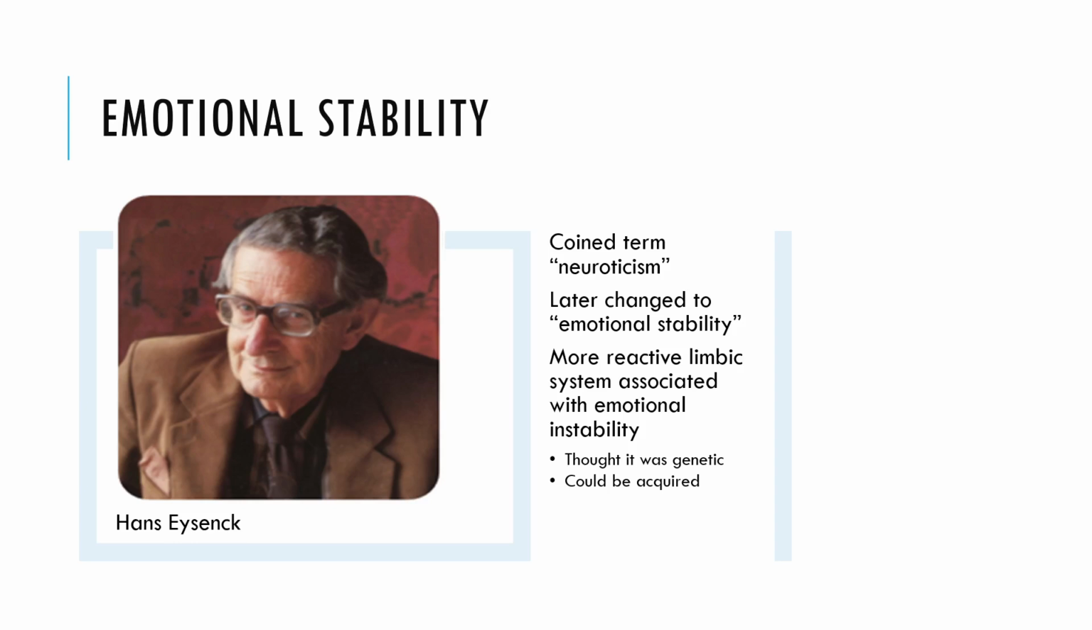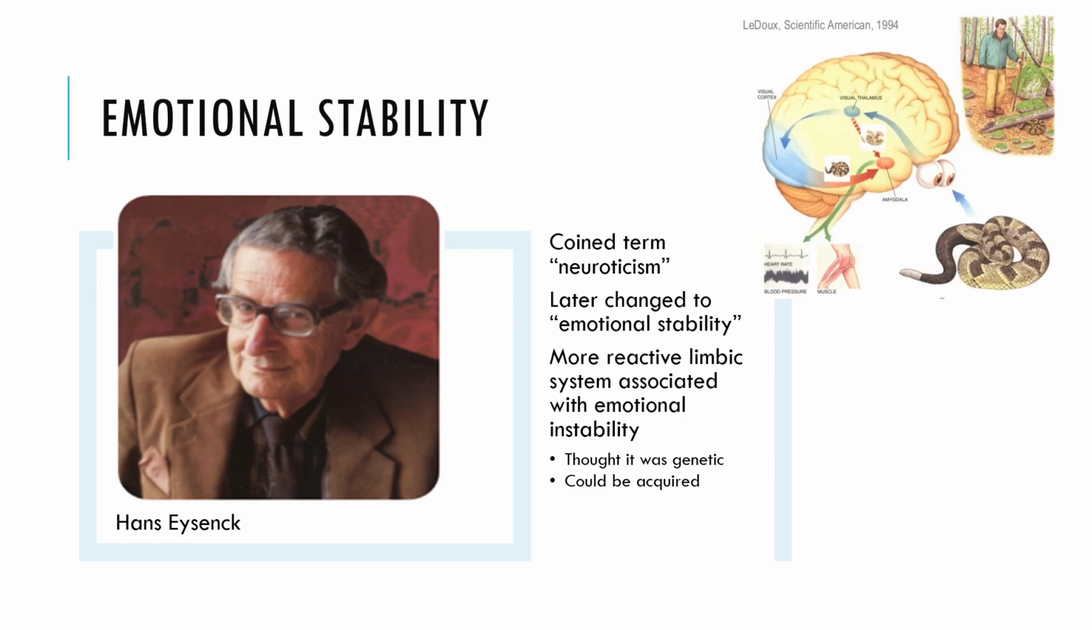The really interesting thing that Eysenck offered was an idea that not everybody buys, but man, there's some evidence for it: that if you have a more reactive limbic system, you're going to have more emotional instability. He really thought that it was genetic, but that certain things could cause you to acquire a more reactive limbic system. So I think it's important for us to remember what the limbic system is.